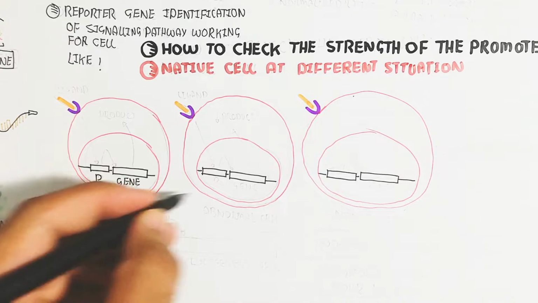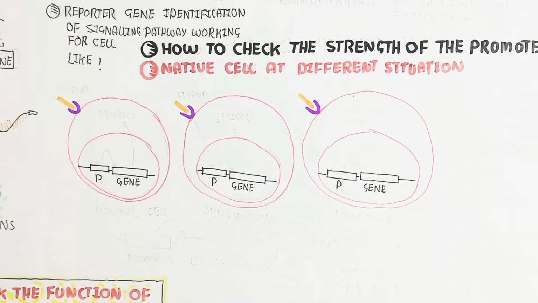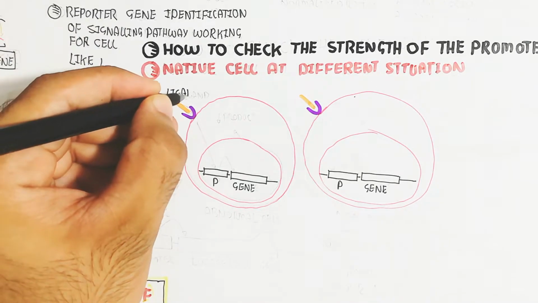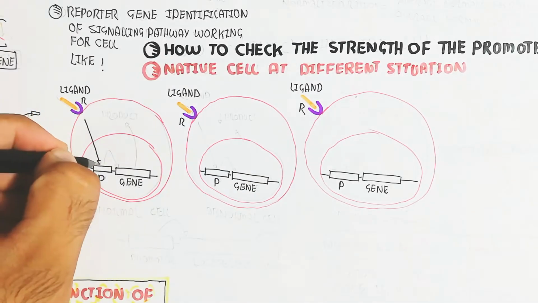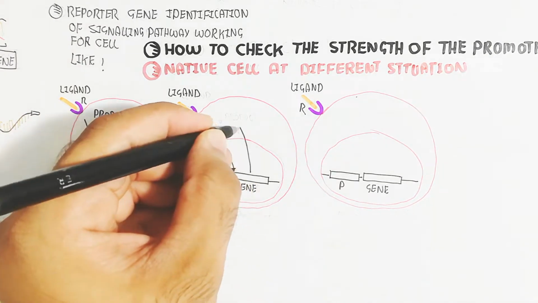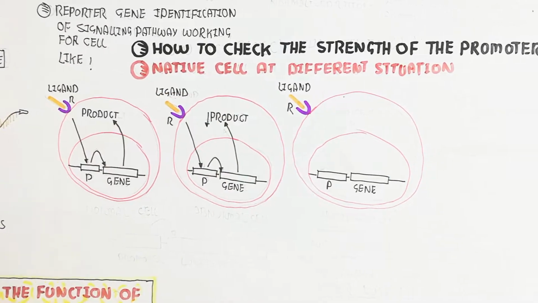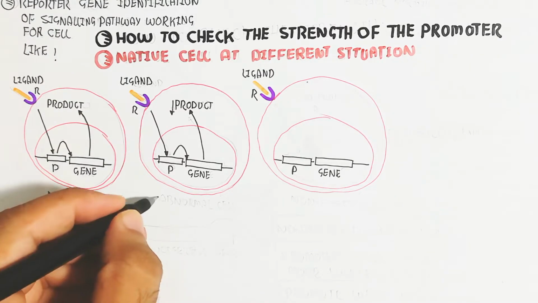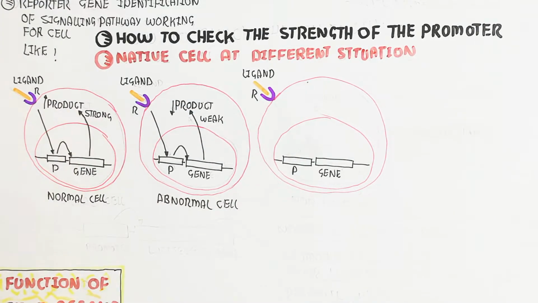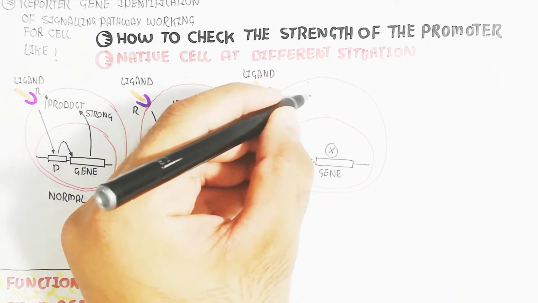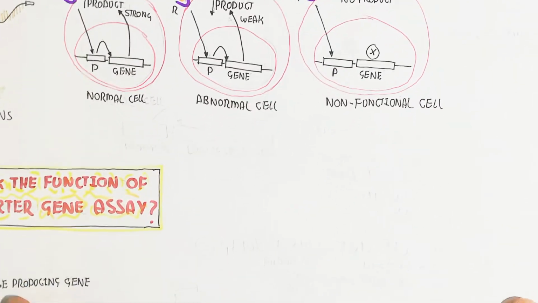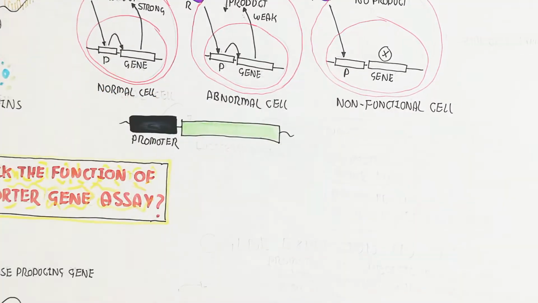For example, the normal cell is here, this is the abnormal cell, and this is the non-functional cell. When the ligand binds, a cascade of phosphorylation occurs and targets the promoter, and when it targets the promoter, it triggers the natural gene to produce product. If this product is more, it means the promoter is strong, while in the abnormal cell the product will be less, meaning weak, while in the non-functional cell no product will be produced.